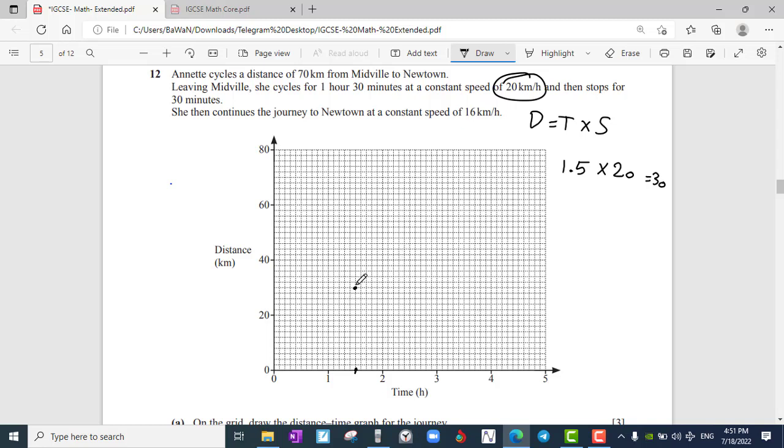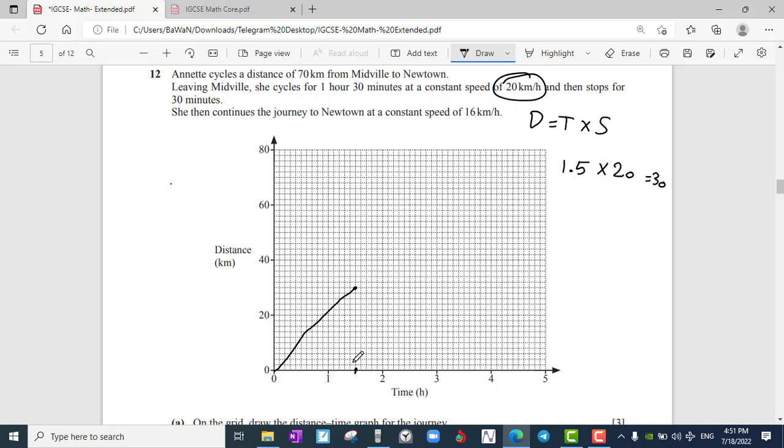Okay, so we need to join the beginning of the journey to this point using a straight line, but in this software I don't have the straight line option. I just do it with my hand, and it's not pretty straight, but as a sketch it's fine. I suggest using a ruler for such questions, but in this software I don't have a ruler and I don't have a straight line option. Okay, she took a rest for 30 minutes.